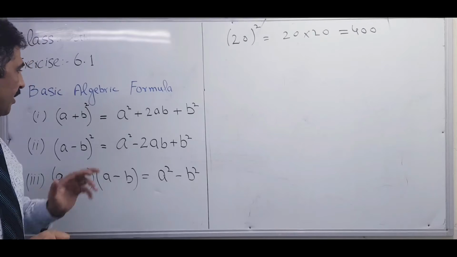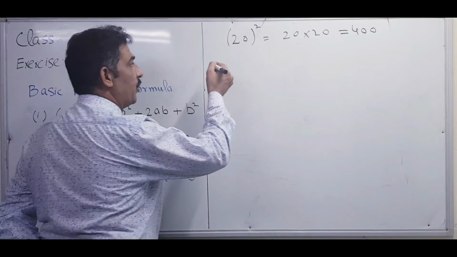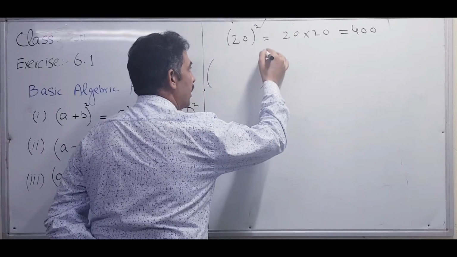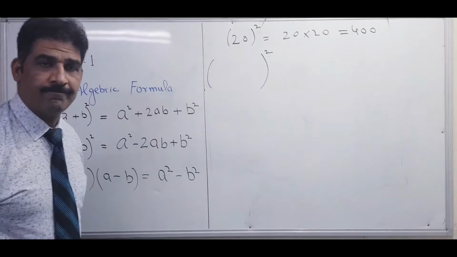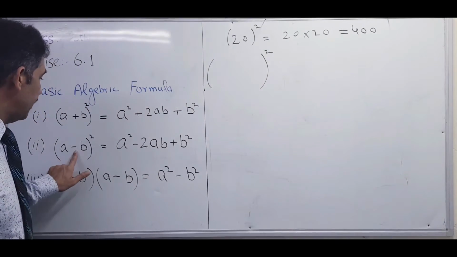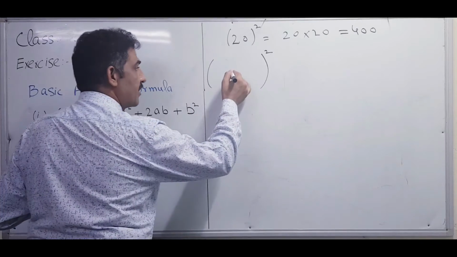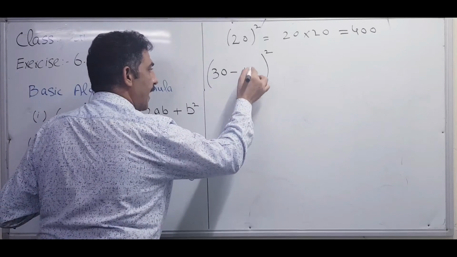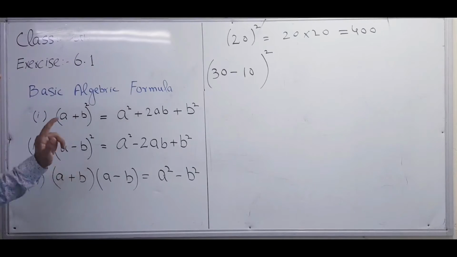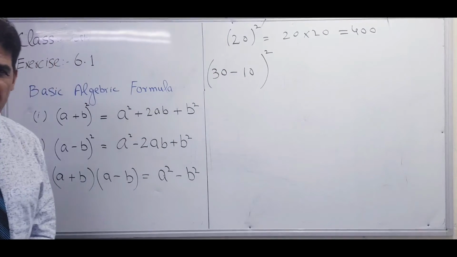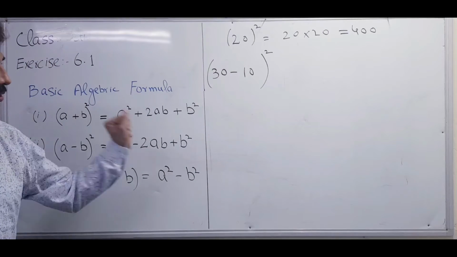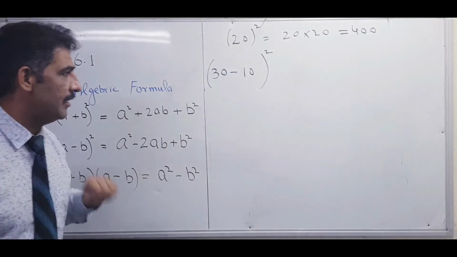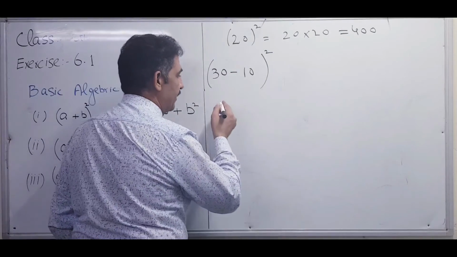To use this formula, I want to write 20 in such a way that it is a square. So I wrote the square, same. But I want to use the formula of the negative. That's why I use a negative sign between them. And I am taking 30 minus 10. 30 minus 10, what is the result? 20. Same? Good. So first I write the formula, then after that change into the right hand side.